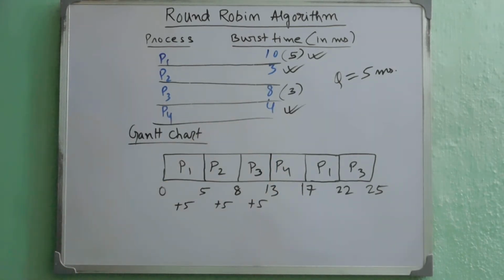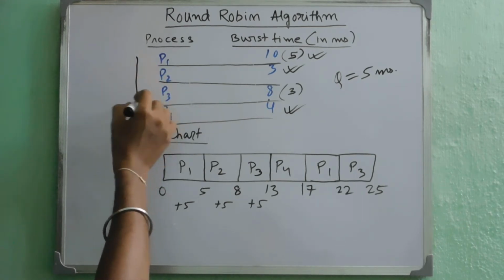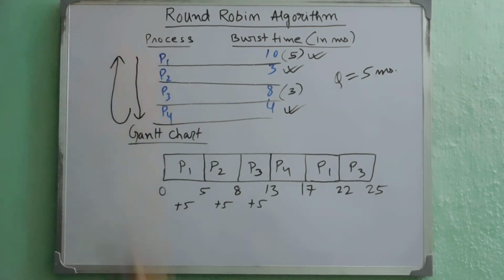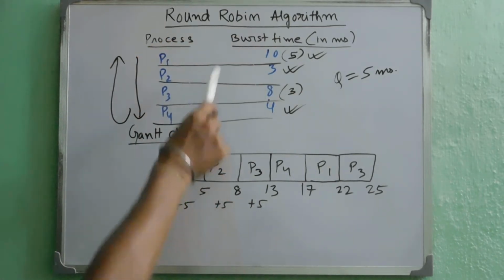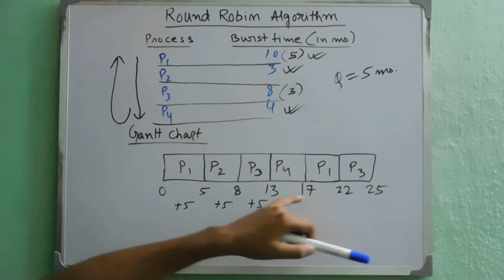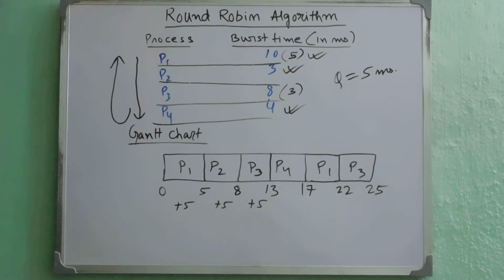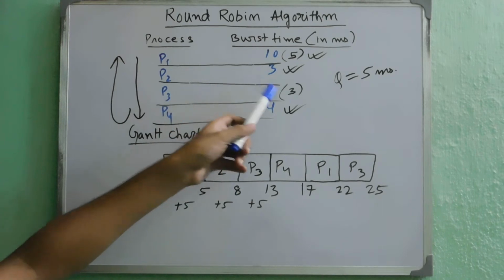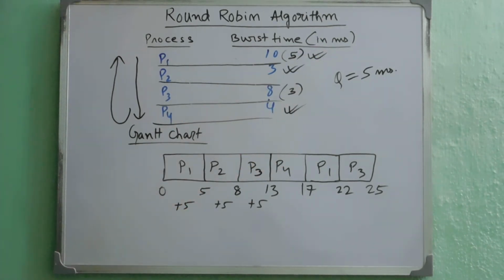So we are going like this, and again we are going to the top to check whether any process is left or not, and that's why the name has been given as round robin algorithm. So we go to P1, which has 5 milliseconds left, so it will complete its 5 milliseconds of execution. After that we will go to the last remaining process, that is P3, which has 3 milliseconds left, and we will allow its execution for 3 milliseconds. So this is the whole process.